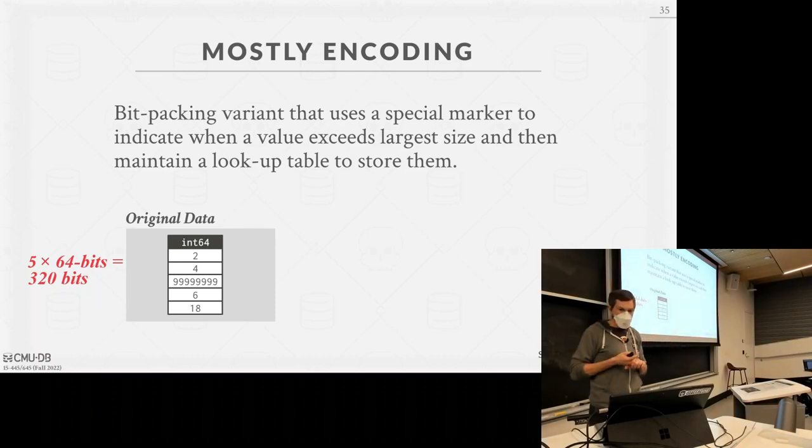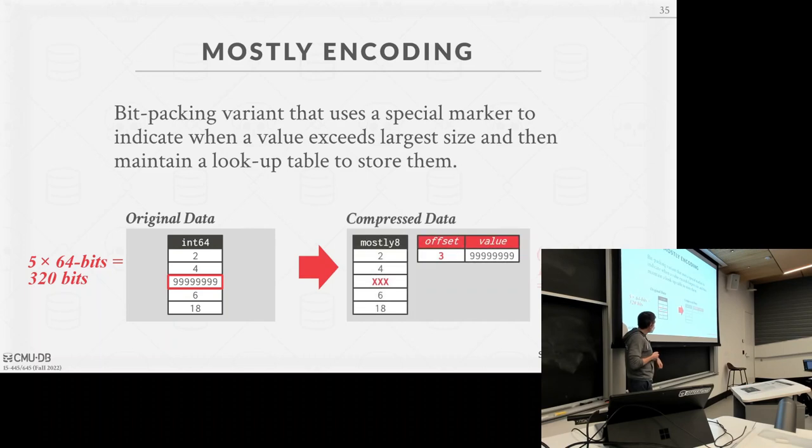This is what Redshift calls it in their system. Basically you declare that a column is mostly going to be 8 bits, but they can handle the case when it's not. So let's say I have a 64-bit integer column, but I have this one guy here that's super big and can't fit in 8 bits. So you can store the column as mostly 8, where you have all the values as 8 bits, but then you just have a special marker for that one guy that's an outlier. And then you have a lookup table on the side that says, okay, at this offset, here's the original value. So as I'm scanning along doing whatever I need to do, if I come across one of the special markers, I know that, okay, I'm at this offset, go to the lookup table to find the real value that should be there.